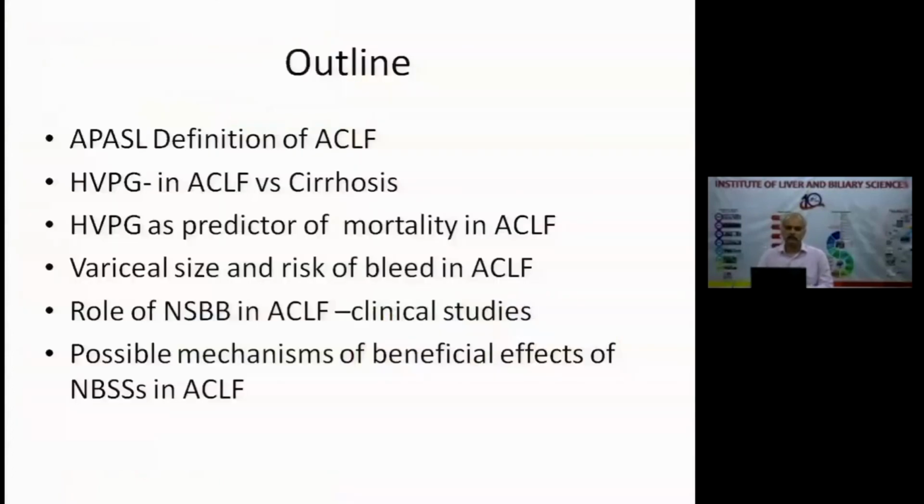This will be the outline of my talk. We will first discuss the APASL definition which we use, HVPG in ACLF versus cirrhosis, HVPG as a predictor of mortality, variceal size and the risk of bleed, and role of non-selective beta blockers in ACLF, what were the clinical studies, and what could be the possible mechanisms of beneficial effects of beta blockers in acute and chronic liver failure.